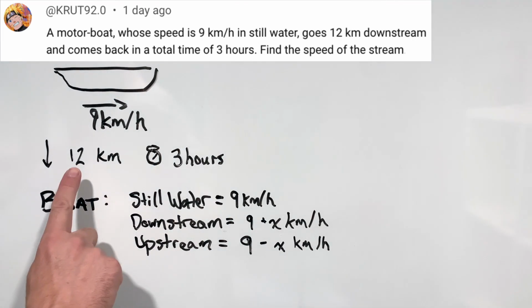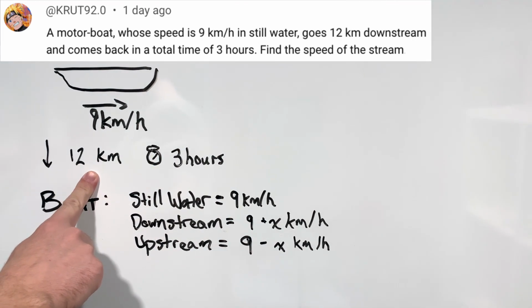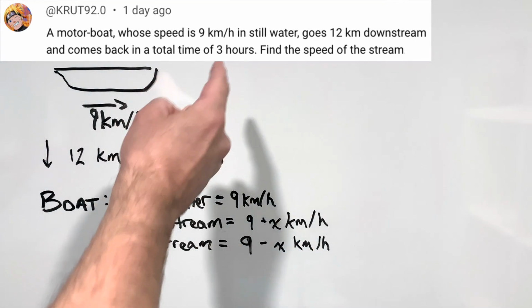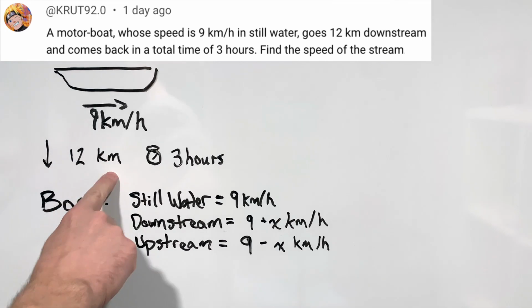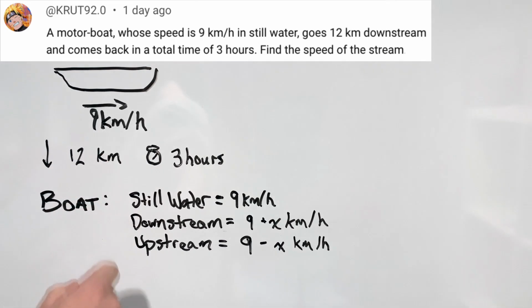Now we're also told another piece of key information, and that is that the boat goes a distance of 12 kilometers downstream and comes back, meaning we have 12 kilometers downstream and 12 kilometers upstream. So let's just remember that our trip has two parts to it.